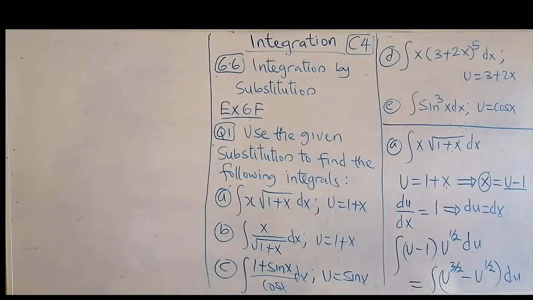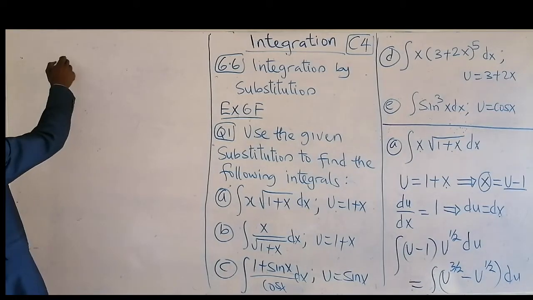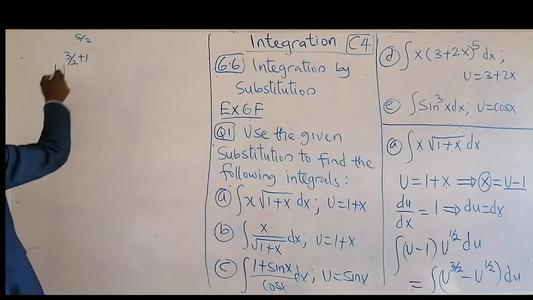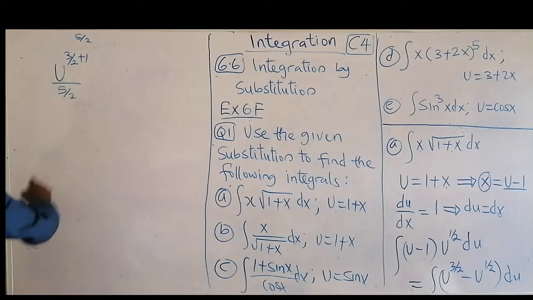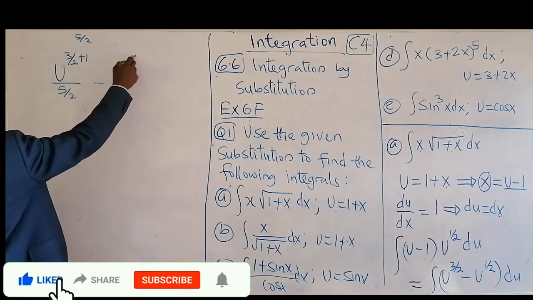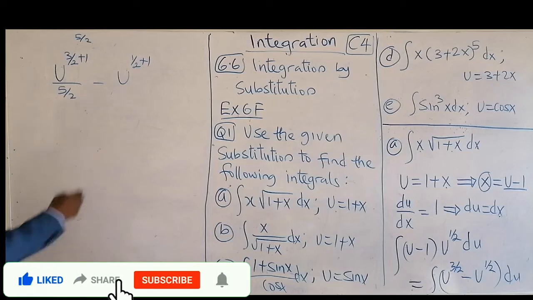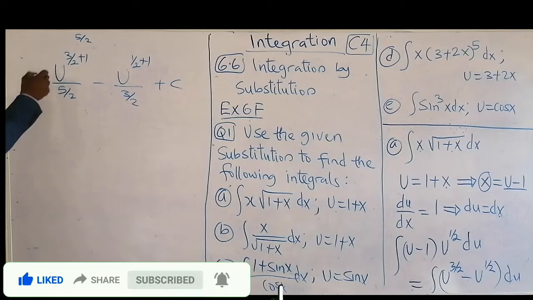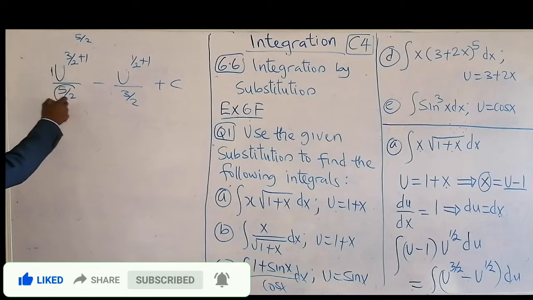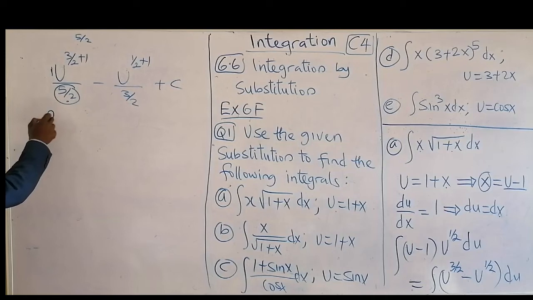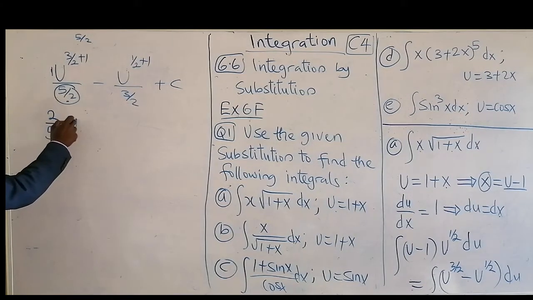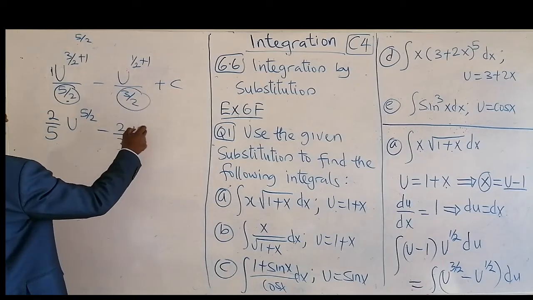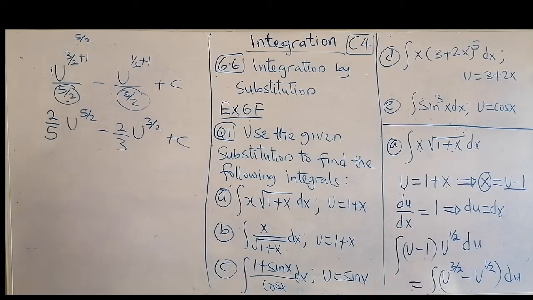Then begin to integrate that expression, and that will be u to the power 3 over 2 plus 1, which is 5 over 2, all over 5 over 2. Then minus u to the power half plus 1, which is 3 over 2. So we divide by 3 over 2, and then plus c. So there's a 1 here, so 1 over a fraction, flip this upside down, and that will be 2 over 5 u to the power 5 over 2. And then minus, same thing here, 2 over 3 u to the power 3 over 2 plus c. So we are done with this question.